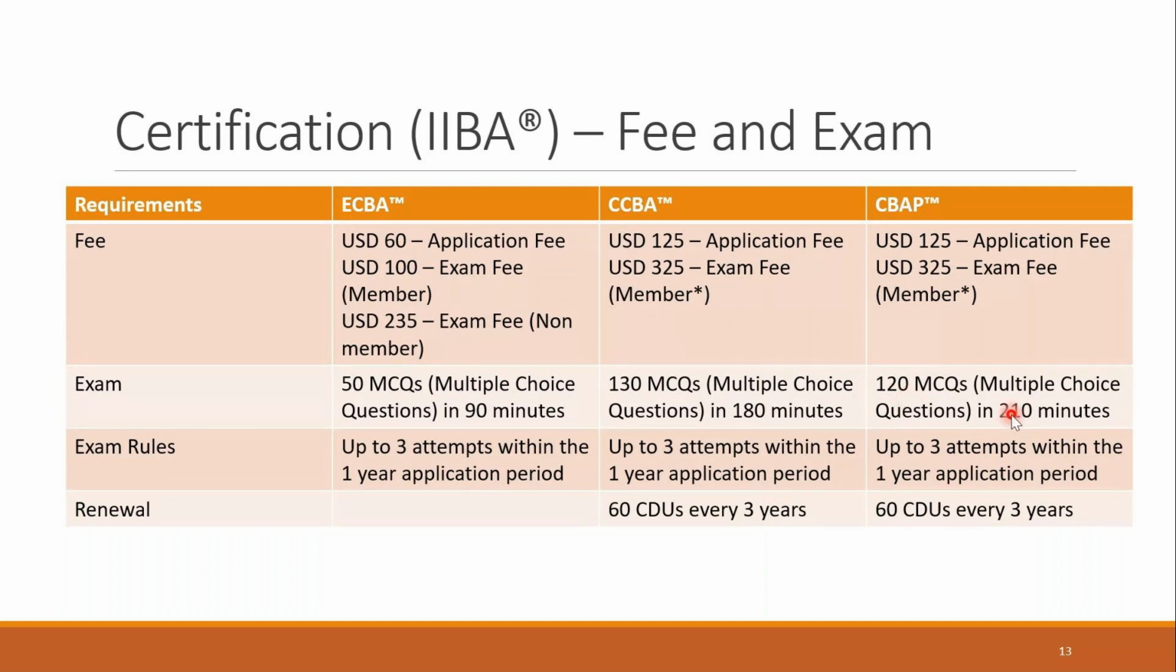Okay. Now, exam rules, like what if I'm not able to clear this exam on the first attempt? What about the reattempts? So if I apply, then my application is usually valid for 1 year. In 1 year, I can appear for this exam 3 times. So if I fail on the first attempt, I can go for the second. If I fail on the second, I can go for the third. If I fail on the third, that's it. You will have to repeat the entire process again.